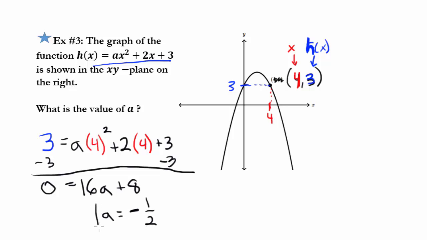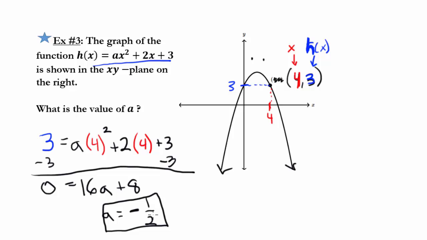And we want to ask ourselves, does this answer make sense? And the answer is, it certainly does make sense, because we wanted an a value that was negative, because this is a parabola. This is a quadratic function. It's concave down. It's a frown, which means that the a value should be negative. So it does make sense.